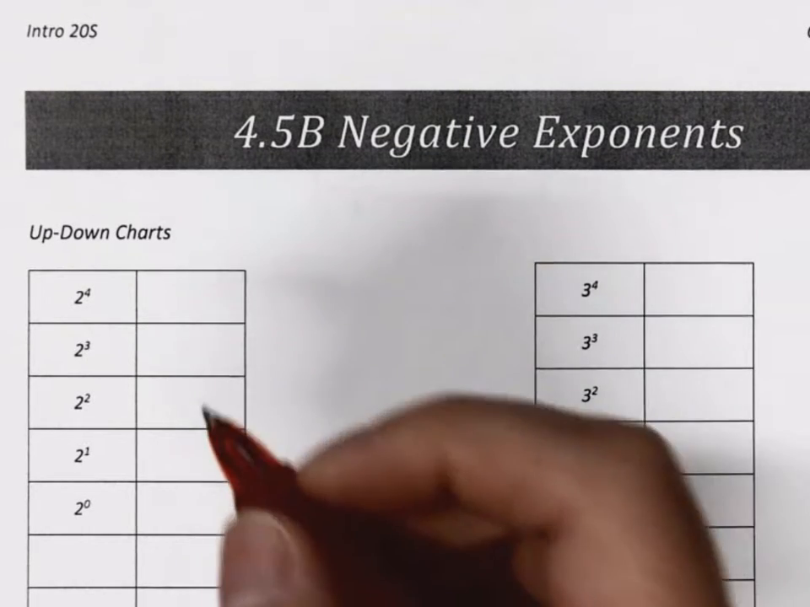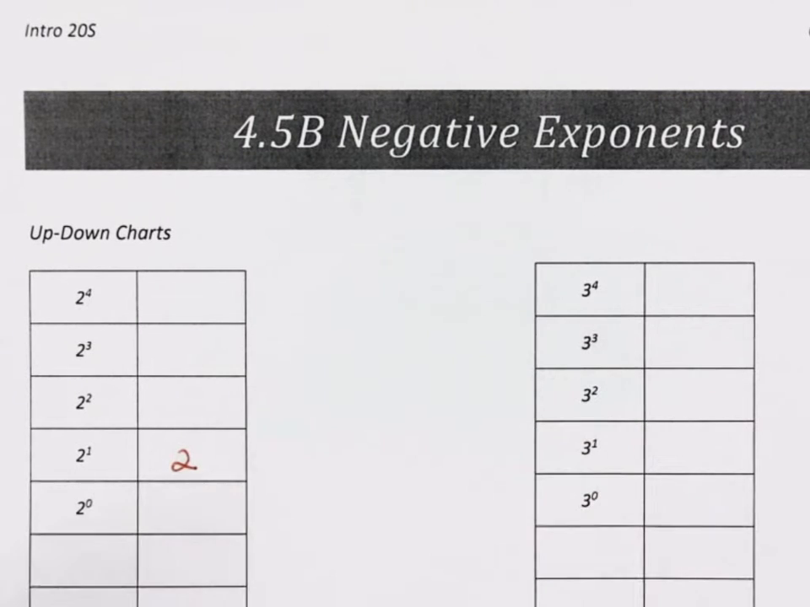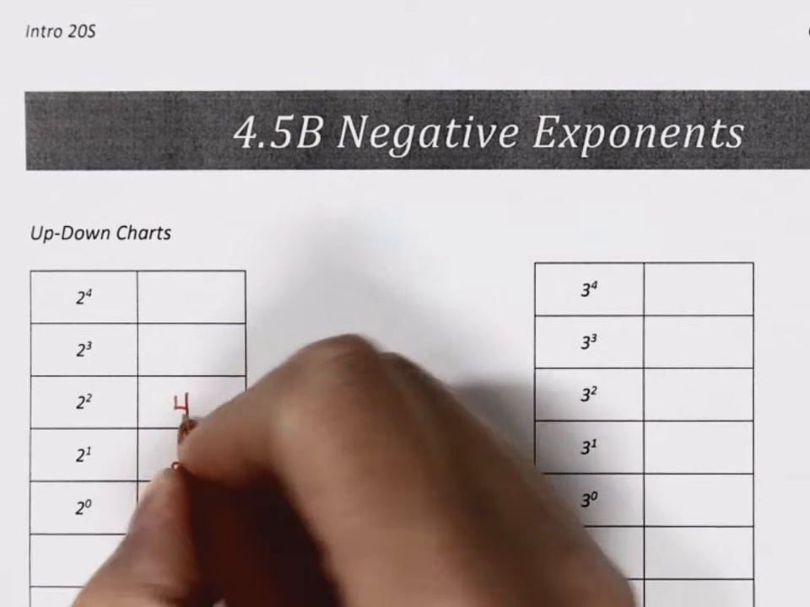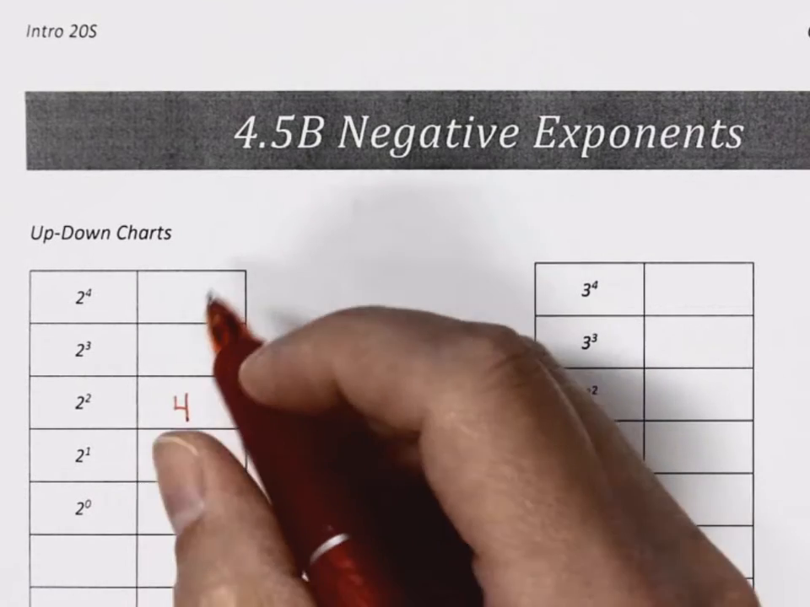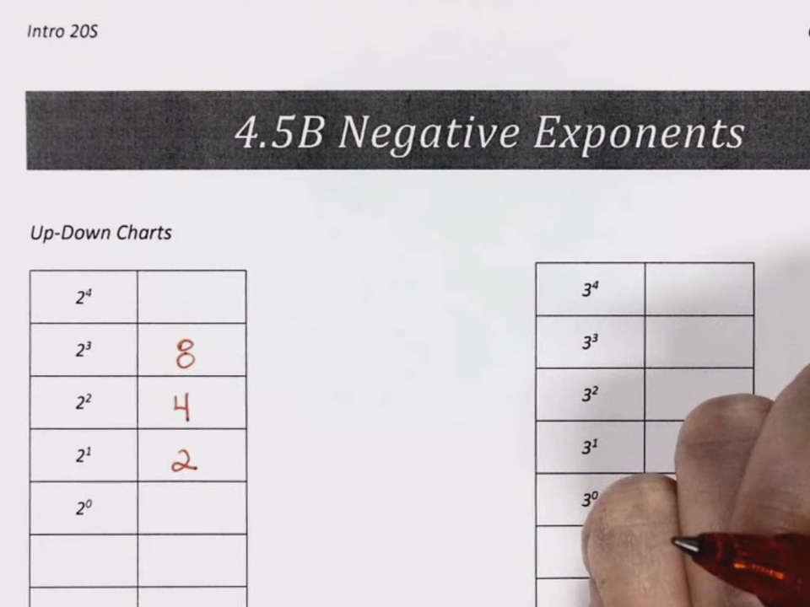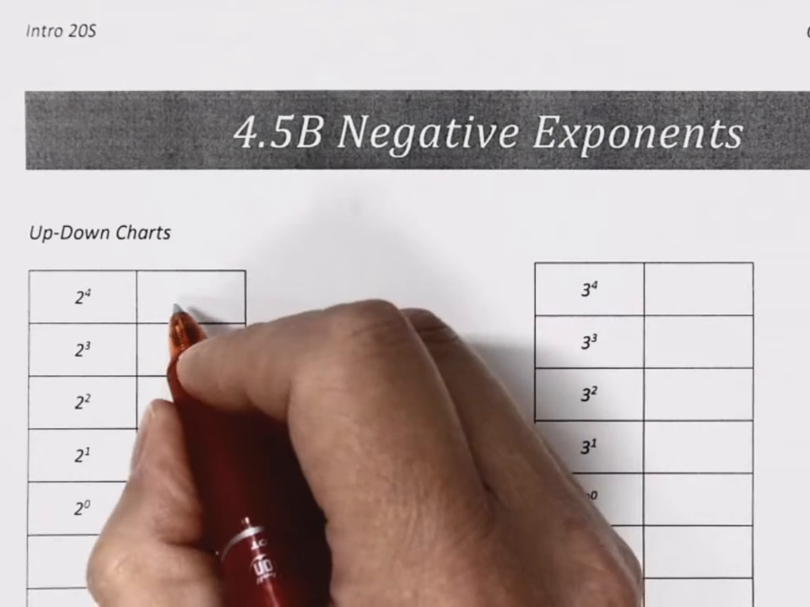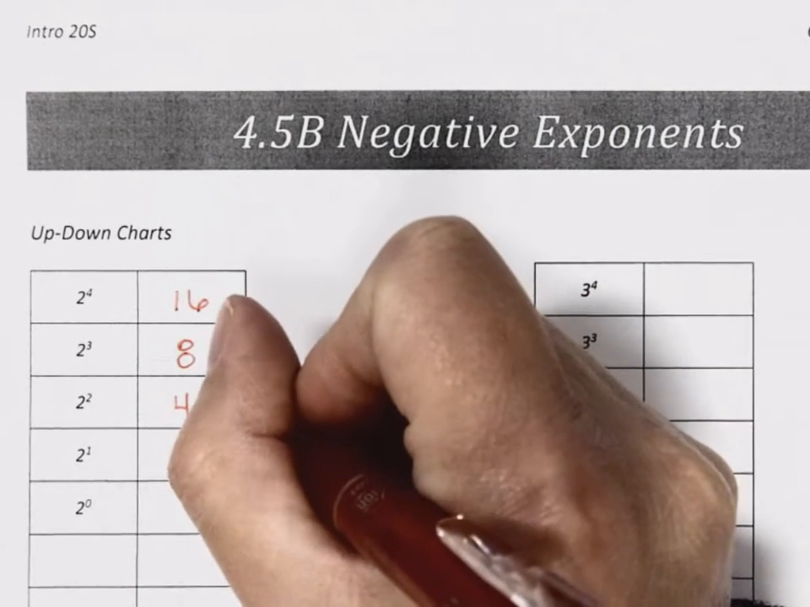What's 2 to the exponent 1? What's 2 to the exponent 2? 4. Okay. 2 to the exponent 3? 8. Good job. And 2 to the exponent 4? 16. Brilliant.